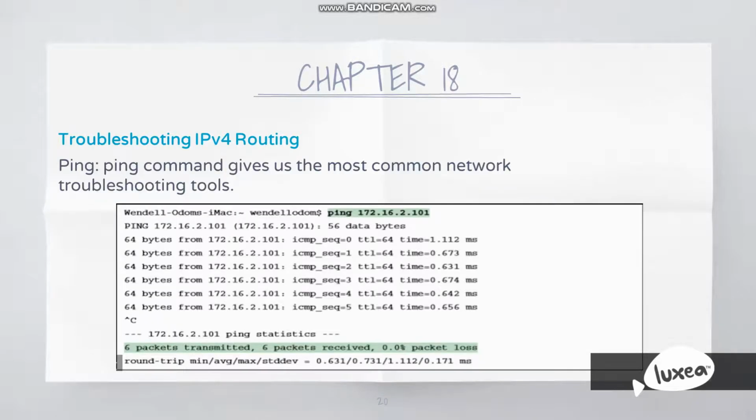Let's go to chapter 18, troubleshooting IP version 4 routing. We are all familiar with the ping command. When our ping command succeeds, it confirms how IP routing works and helps show the current problem. Also, when ping fails, it often helps list where the problem happened, further isolating the problem.